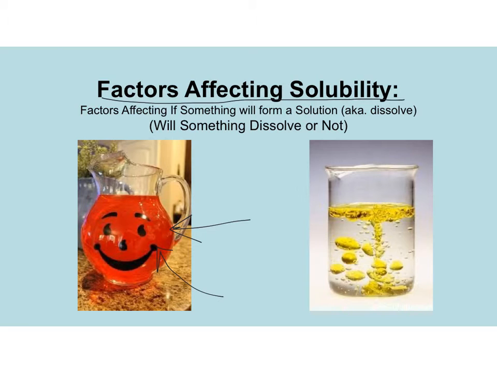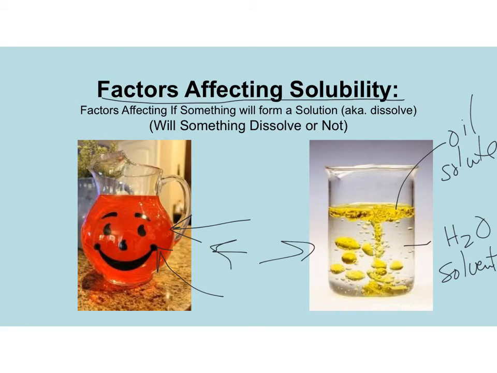Now, other things aren't soluble when you put them together. Here, oil is the solute, and we have water as the solvent. These things are not soluble, they're not mixing together. These things aren't dissolvable. So we have to figure out how you know whether this is going to happen or this is going to happen, if things are going to be soluble together.